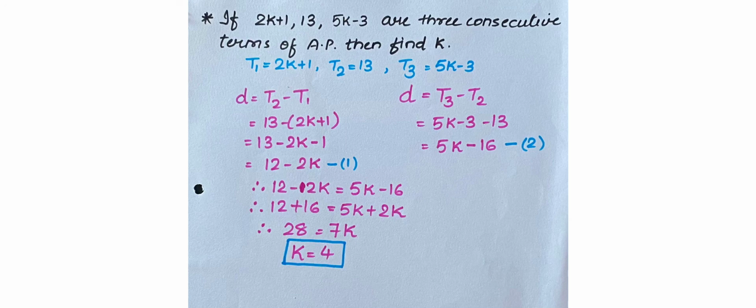So when we substitute the values of T2 and T1, we get d is equal to 13 minus (2k minus 1), that is 13 minus 2k plus 1, that is equal to 14 minus 2k. Call it equation number 1. Now again, d is the difference between two consecutive terms. So we can find d by taking T3 minus T2 also. So taking d is equal to T3 minus T2, we get 5k minus 3 minus 13, that is 5k minus 16. Call it equation number 2. Both are the values of d. So we equate equation number 1 and 2, and we get 12 minus 2k is equal to 5k minus 16. And on solving, we get k is equal to 4.